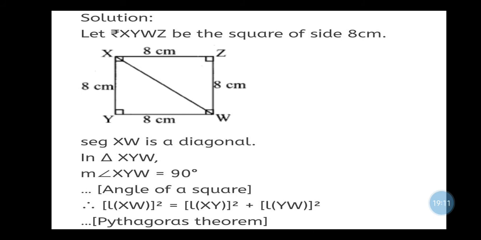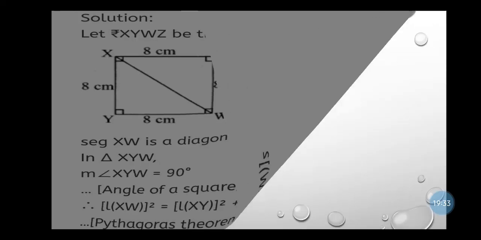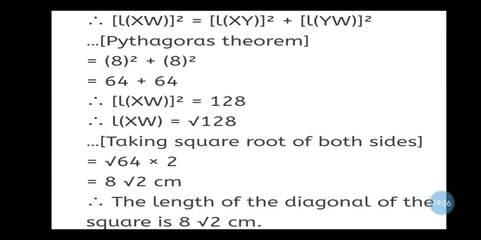So in right angle triangle XYW, measure angle XYW is equal to 90 degree as it is the angle of square. All the angles of square are right angles. By Pythagoras theorem, length XW square is equal to length XY square plus length YW square. Substituting the values, we get 8 square plus 8 square is equal to 64 plus 64, that is 128. Therefore, length XW is equal to root 128, that is we are taking square root from both the sides.